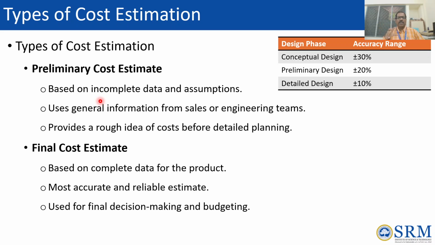Then it uses general information from sales and engineering teams. Not necessarily, the technical team will not have all the details like exact numbers, prices and units. They will only get some general information from the sales team and engineering team. Even then they don't get exact numbers. Basically they get some idea from them and prepare some cost. That is what a preliminary cost estimate is. And it also provides us a rough idea of the cost before the detailed plan.